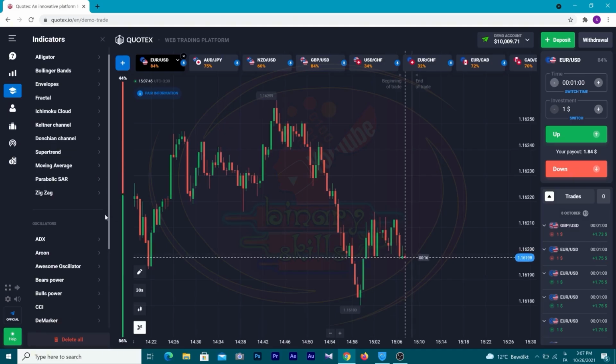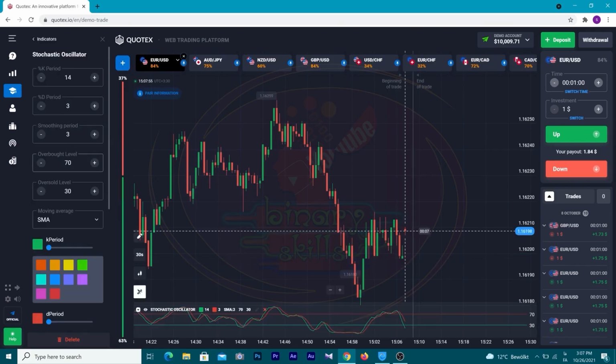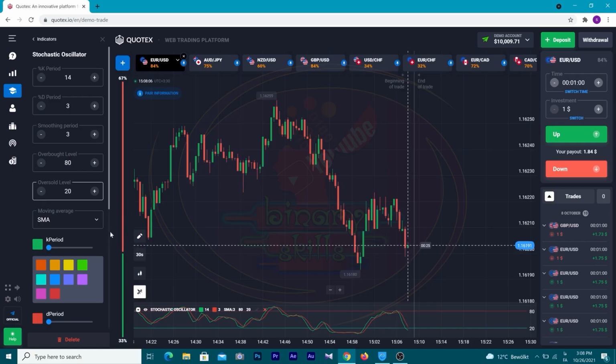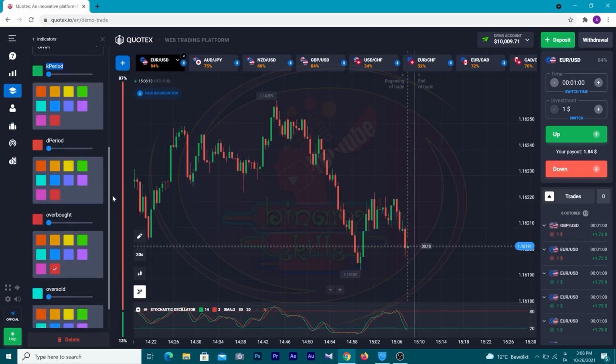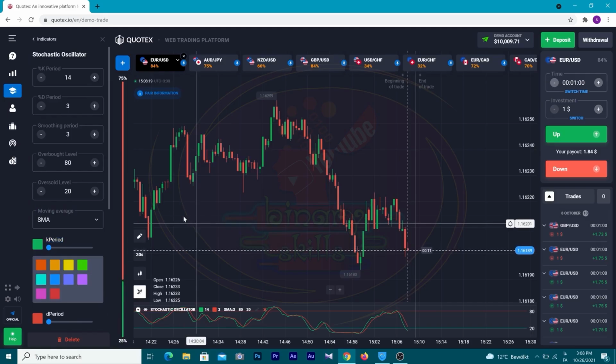The first indicator, or rather oscillator, that we need is the stochastic, guys. Let's keep the settings on default, but we will change the overbought level from 70 to 80 and the oversold level from 30 to 20. With these settings, we'll add it to the chart. You can change the colors according to your preference, but it doesn't really make much of a difference. So that's our first oscillator added to the chart.